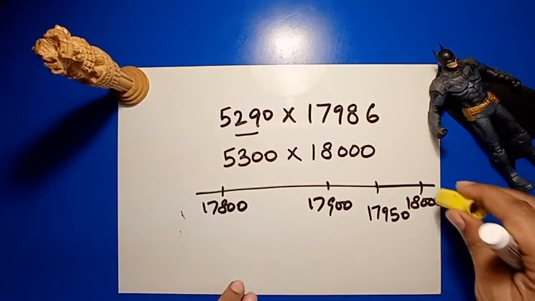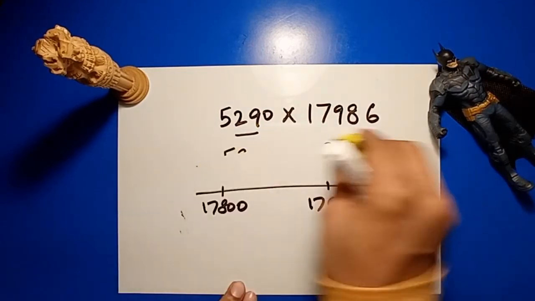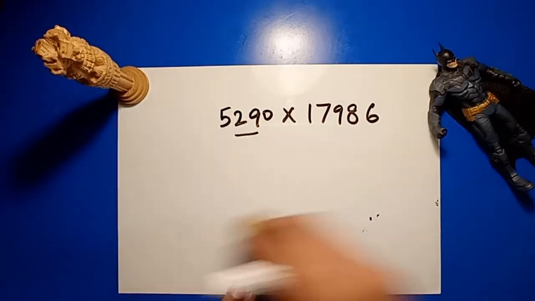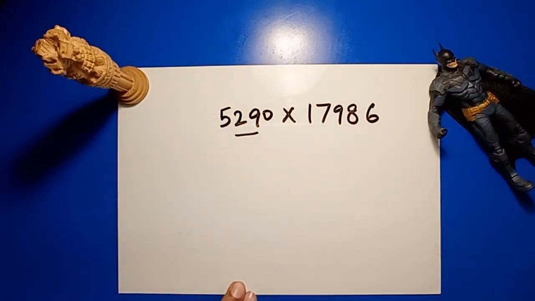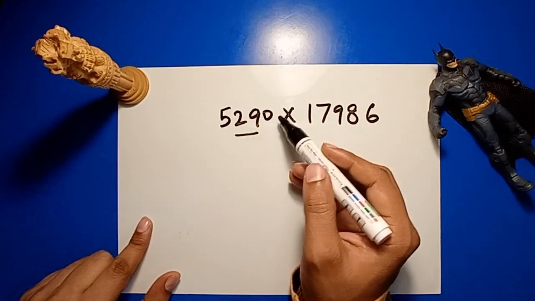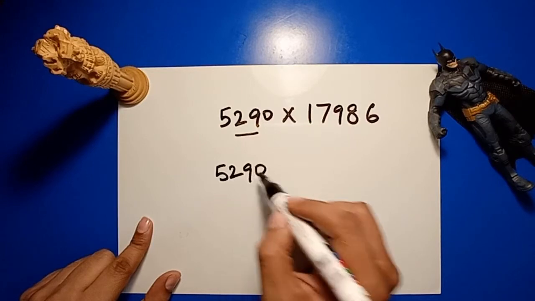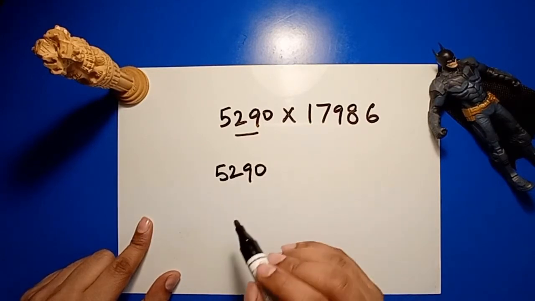Now let's solve the same problem again, but by rounding to the nearest 10. So we will have a flavor of everything. So 5290, it's already at a tens place. So 5290 rounded is 5290, no change.